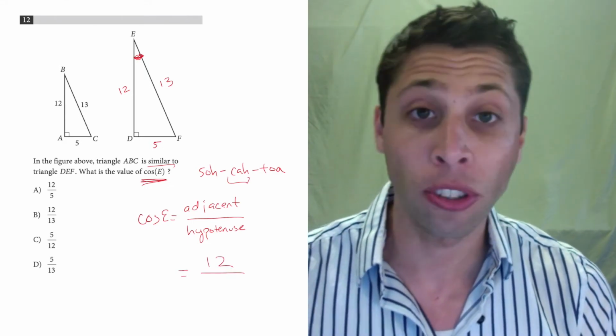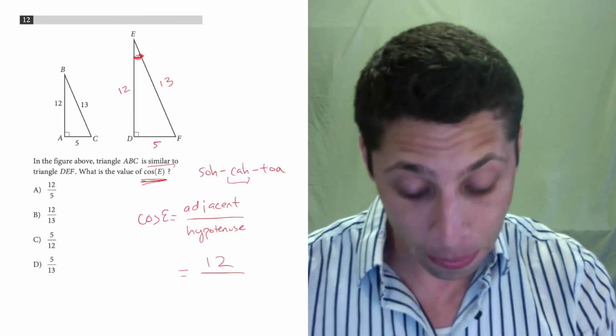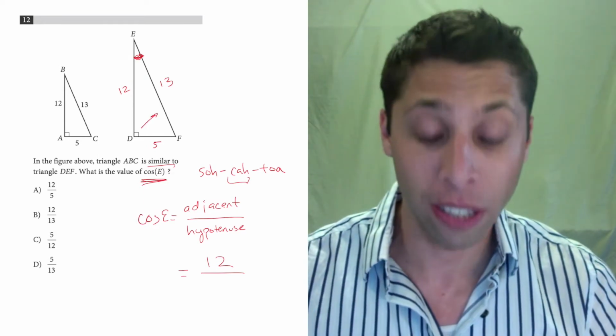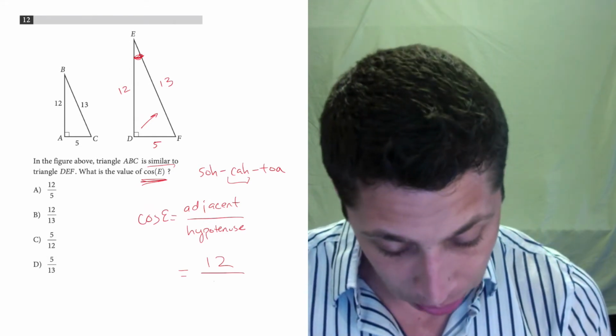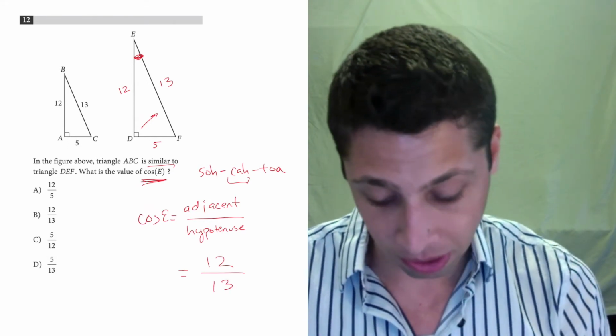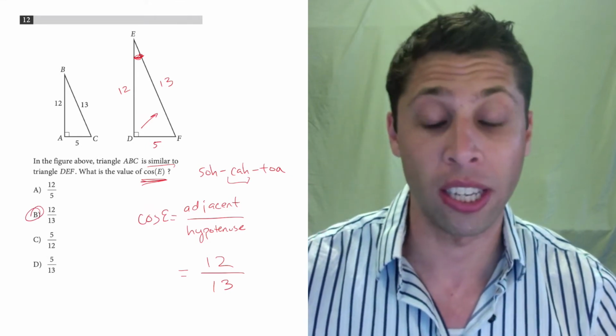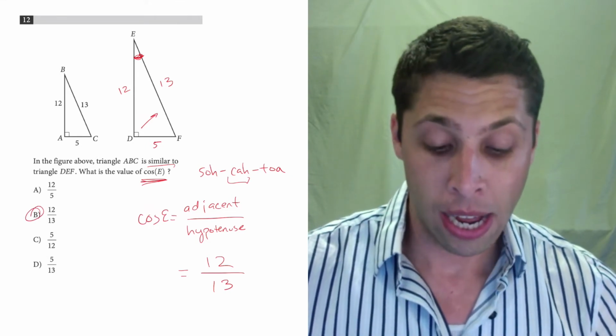And the hypotenuse is the longest side, that's the side that's opposite the 90-degree angle. That never changes in the triangle, no matter where we are. So that's going to be 13, and so that's really it. 12 over 13 is our answer.